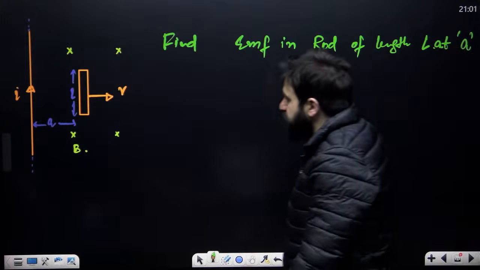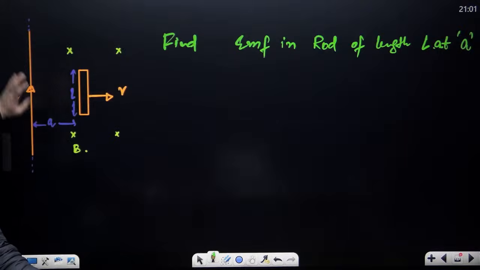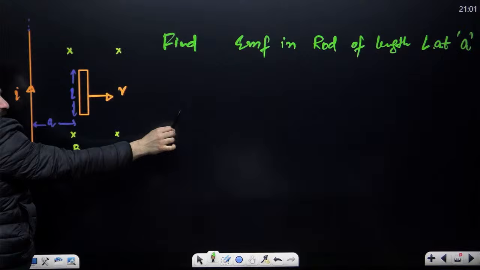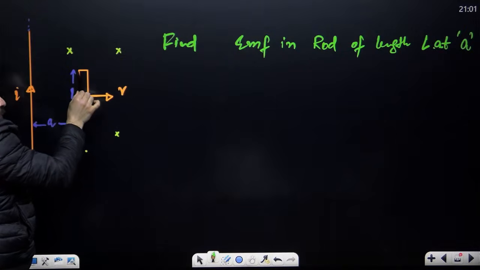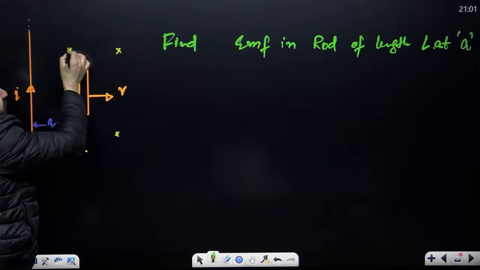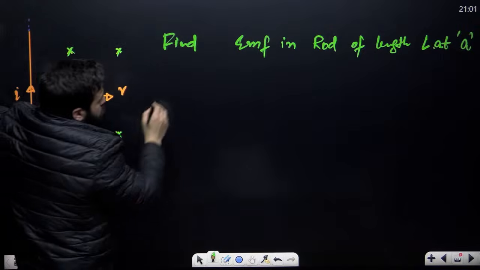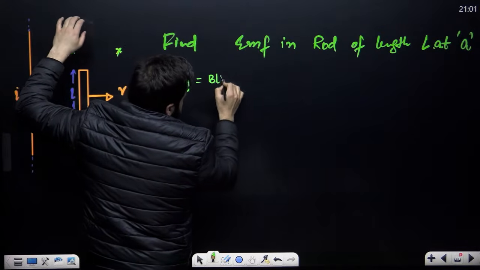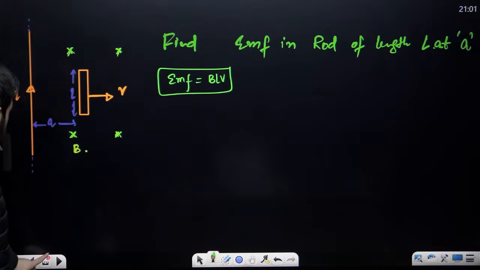Now take a look, my dear NEET aspirants. Find the EMF in the rod of length L. See guys, velocity is forward along the x-axis. Length is along the y-axis. And magnetic field is inward, that is along the z-axis. All the three are mutually perpendicular here. So in this particular case, EMF will be BLV.